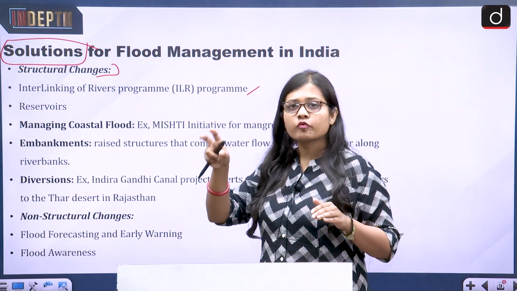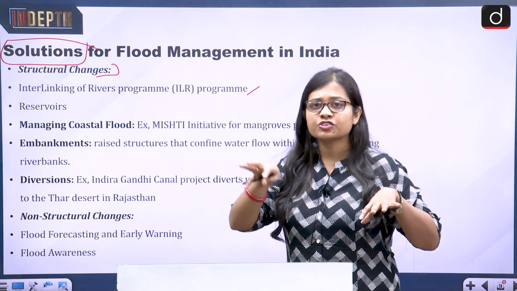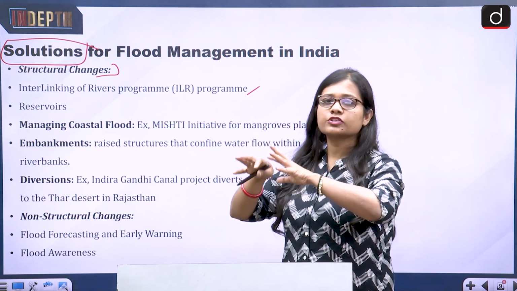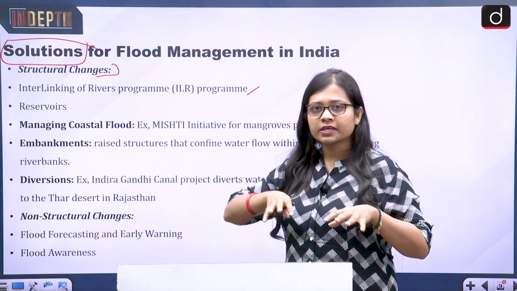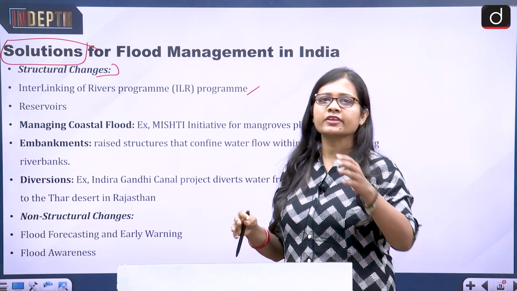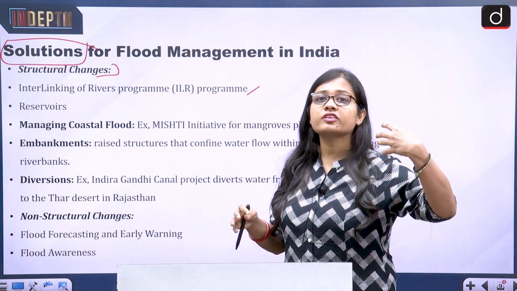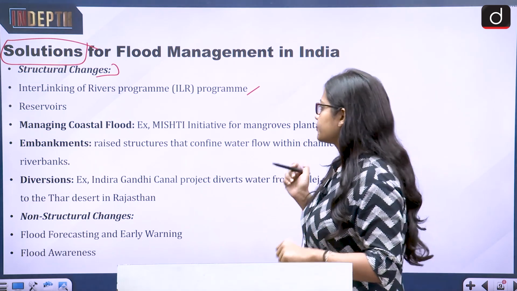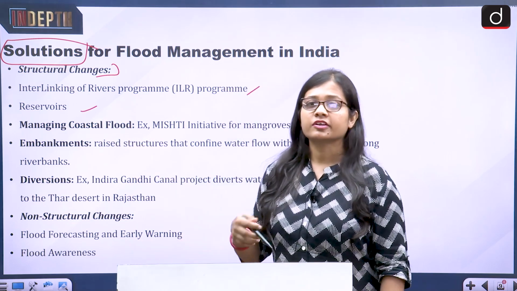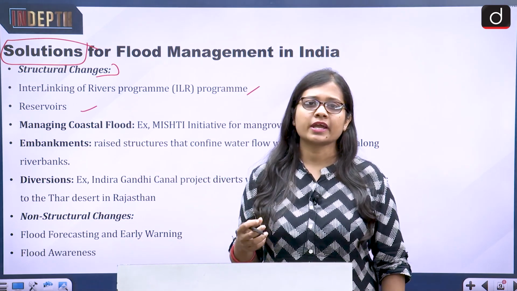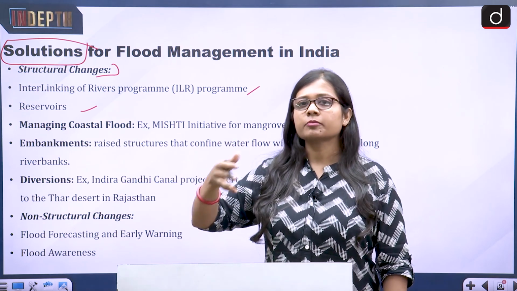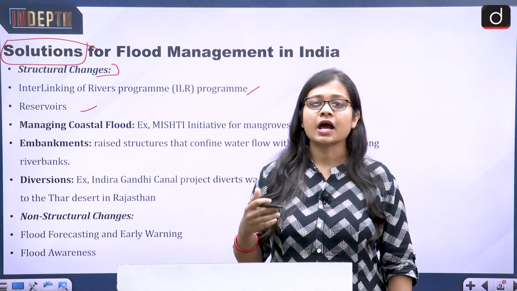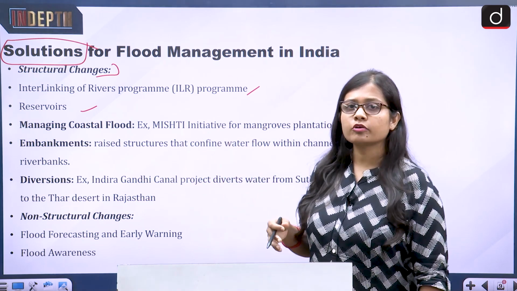If one river is overflowed, then the water of that river can be shifted to the other interlinked river, and the water can be used in some other region which is not seeing heavy precipitation. So interlinking of rivers can be one of the solutions. Then comes the creation of more and more reservoirs so that water can be stored, and during the time when precipitation is not taking place, or during summers when temperatures are very high, this water can be used.